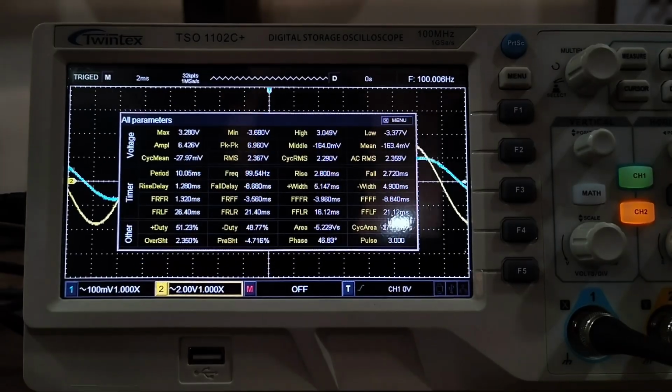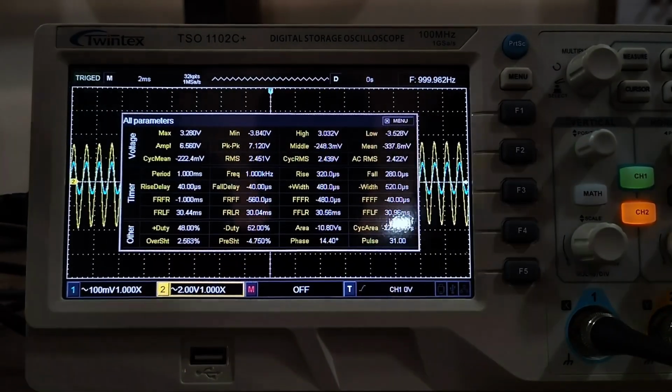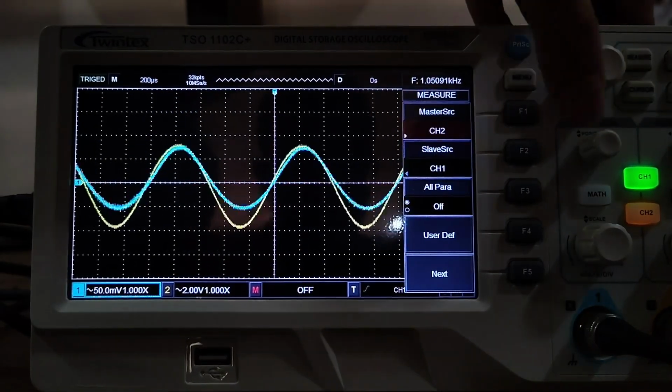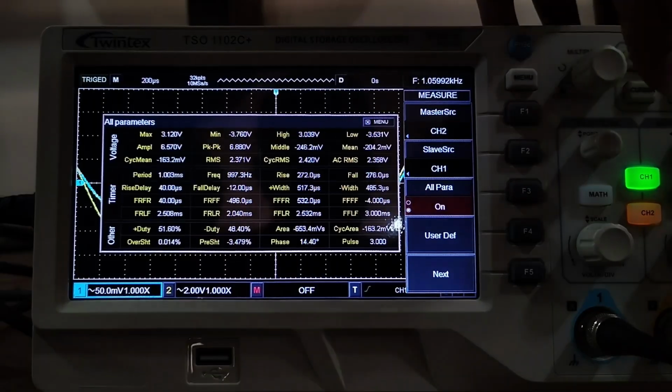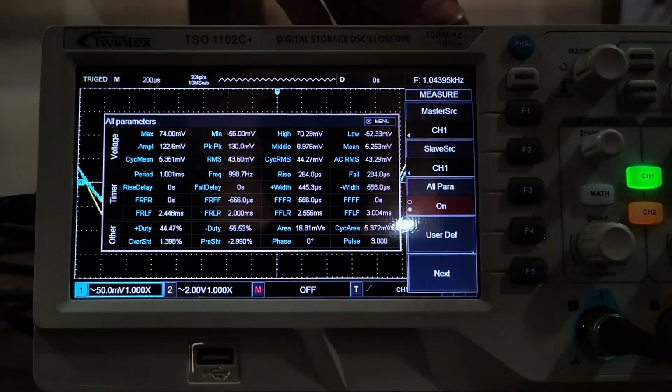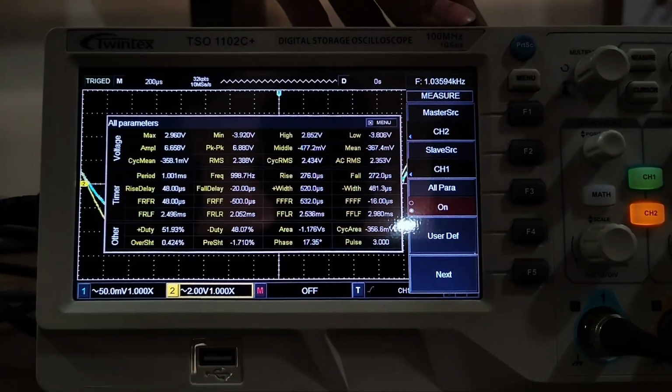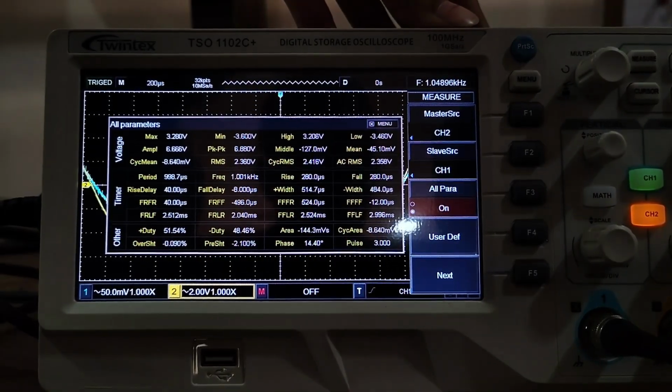Here now we will take frequency at 1 kilohertz. So now we will see the output here. So channel 1 shows here that the peak to peak voltage is 130 millivolt, and now channel 2 shows here peak to peak voltage is 6.9 volt.